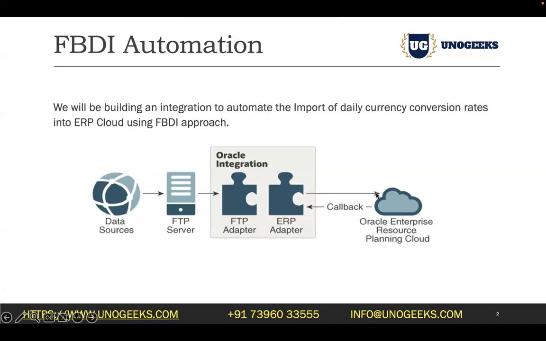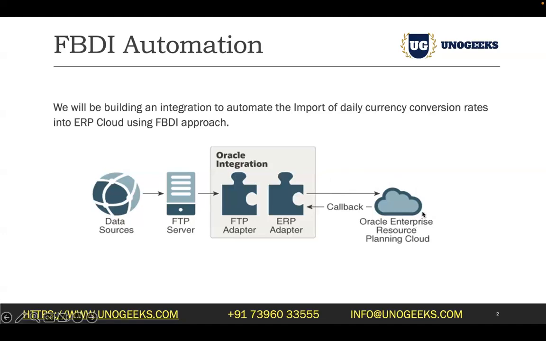Now, you see this arrow mark, guys? When you send a file to ERP cloud from an integration in OIC, you would not get back any response. And the main integration finishes immediately. As soon as the file is sent to ERP, this finishes immediately.